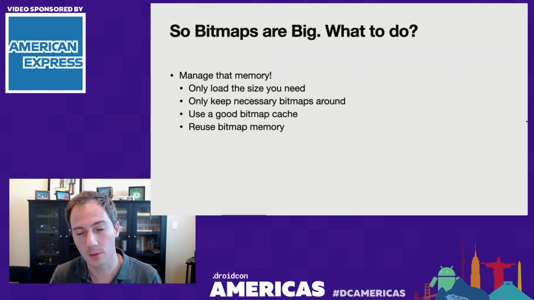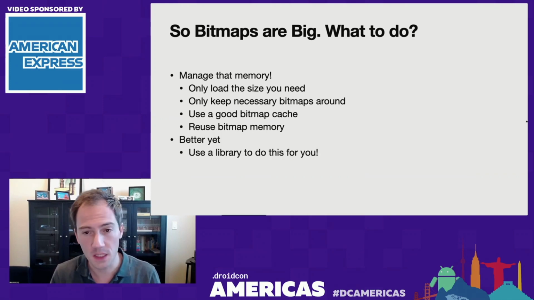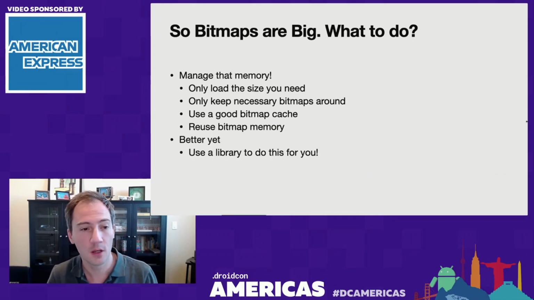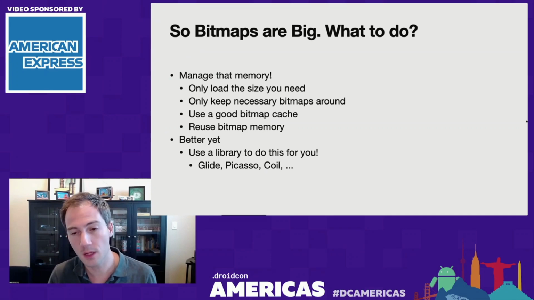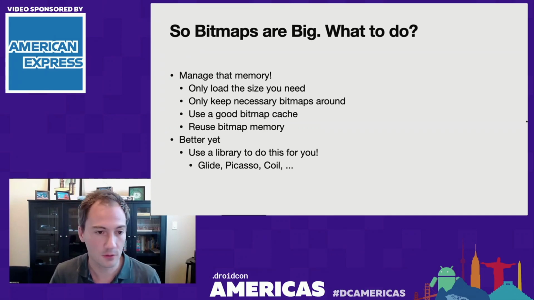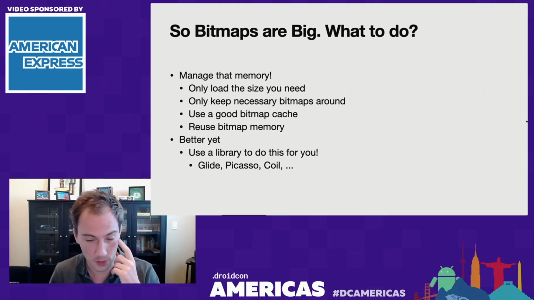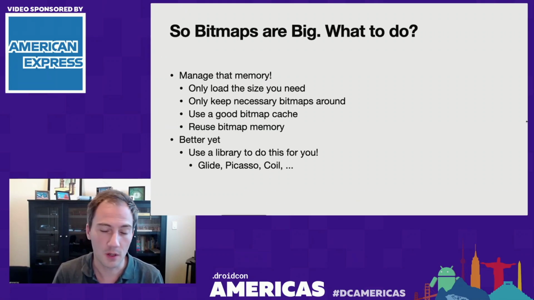We've given talks and we have articles about that. Or better, because doing all those things is difficult. It's difficult to do it right. Use a library to do this for you. There are several libraries available: Glide, Picasso, Coil, and others. So if you're interested in Coil, for instance, we recently interviewed Colin White on the ADB podcast, where he explained how Coil works.